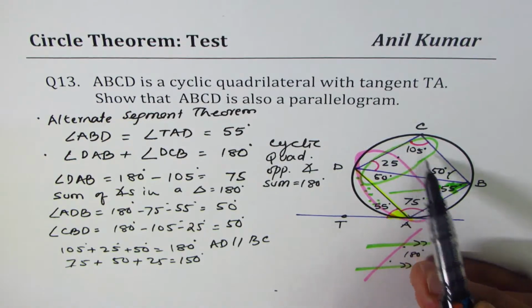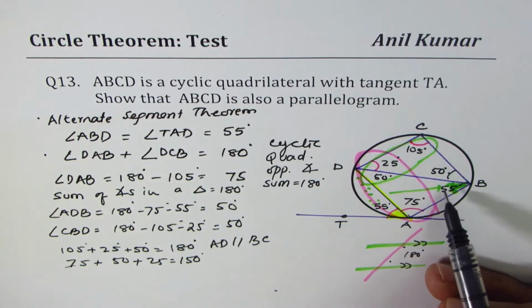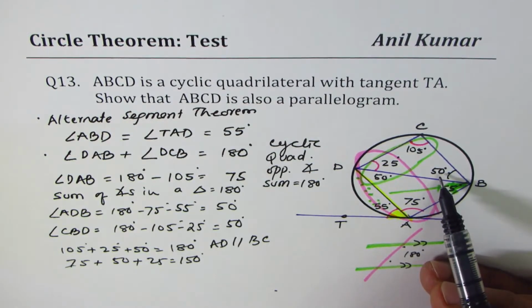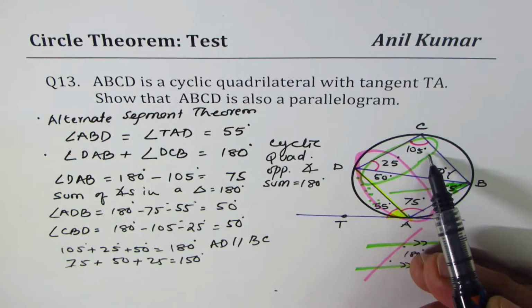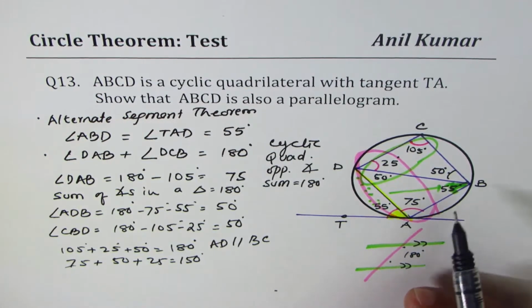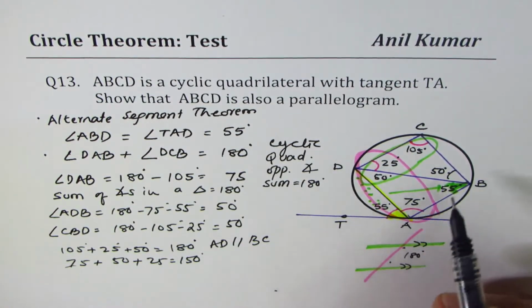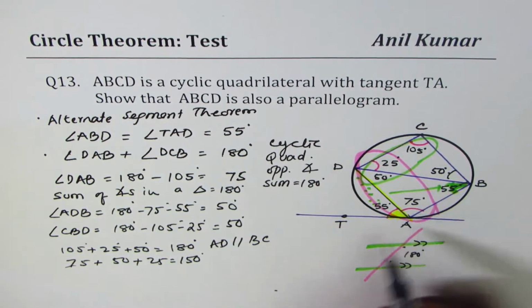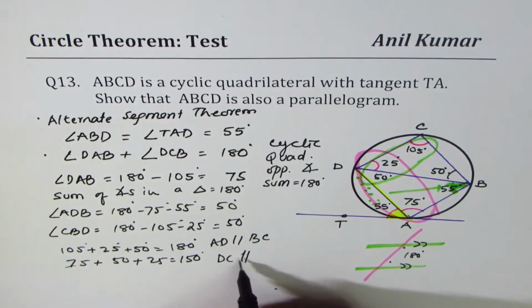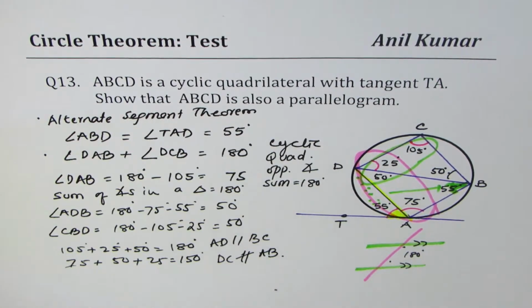Correct? If you try these two, then we also get 105 plus 50, which is 155, and 155 plus 50 will not be 180, right? So actually it is not a parallelogram. So we see that this sum is not parallel. So DC is not parallel to AB, right? DC is not parallel to AB. So I think there's something wrong in the values. It is not a parallelogram.